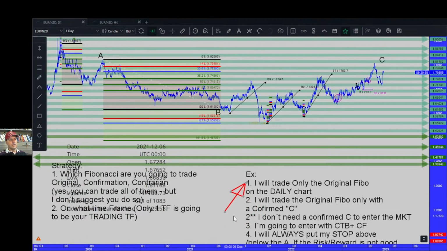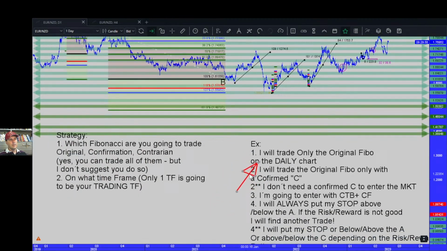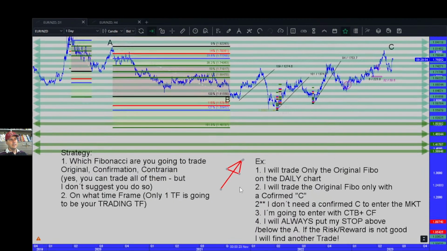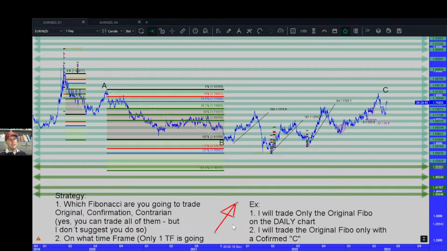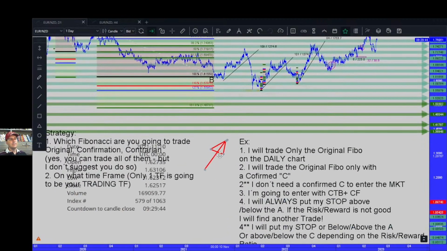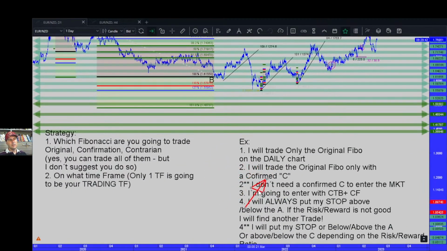You must choose what works best for you, what makes sense, but remember, it is you who are building your strategy. Alright? Yes, you can change, no problem. You can try to trade with the confirmed C only. If it takes too long, too much, then you can change from confirmed C to not needing a confirmed C.